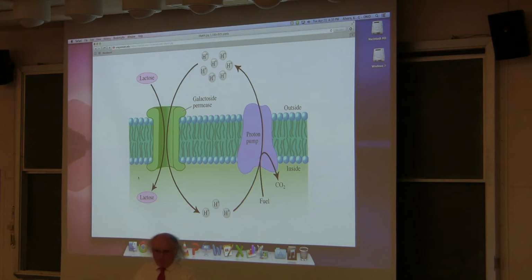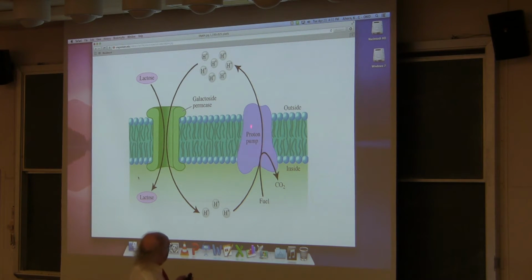Lactose, like most molecules, does not move across the lipid bilayer by itself easily. It needs assistance getting in, and the assistance it needs actually comes from this lactose transport protein. It's called lactose permease. How does it work? Well, to tell you how it works, we first have to understand what's happening over here on the right.